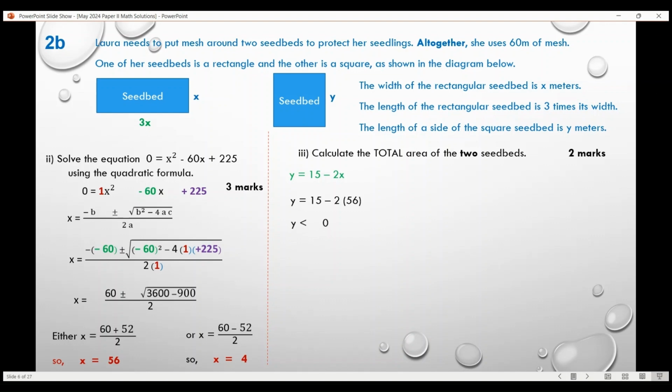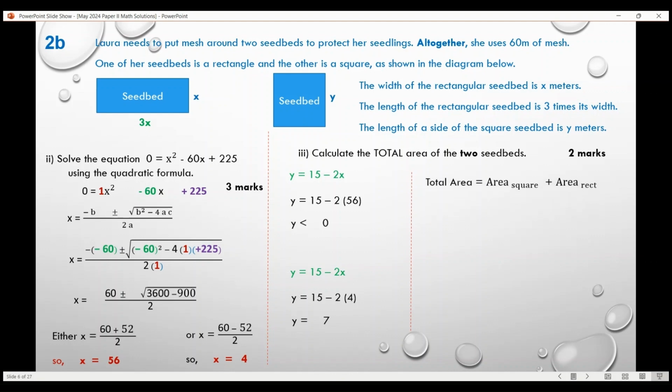So we have another value for x. Let's try that. y is equal to 15 minus 2x, and we're using x is equal to 4 as a substitution. So 15 minus 2 times 4. 2 fours are 8, so 15 minus 8. So y is equal to 7. As such, when x is equal to 4, y is equal to 7, and those are plausible values. Now we need to calculate the total area of the two seed beds.